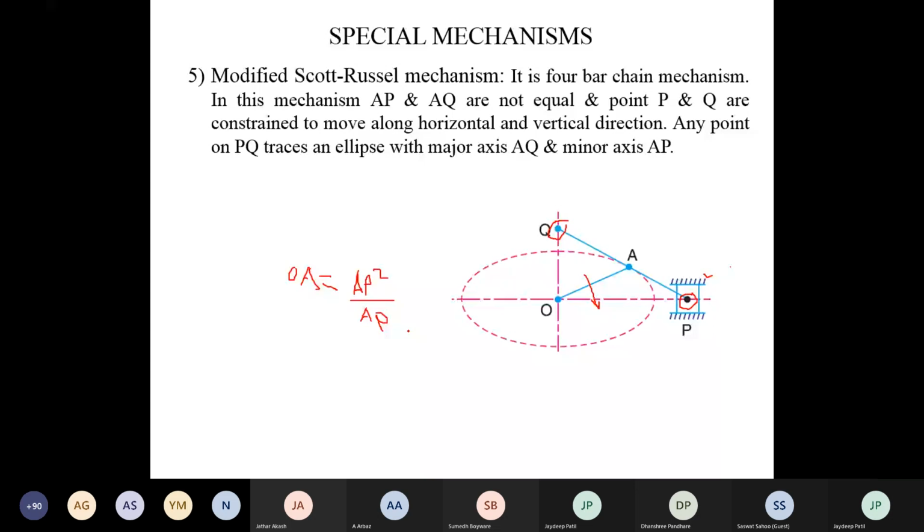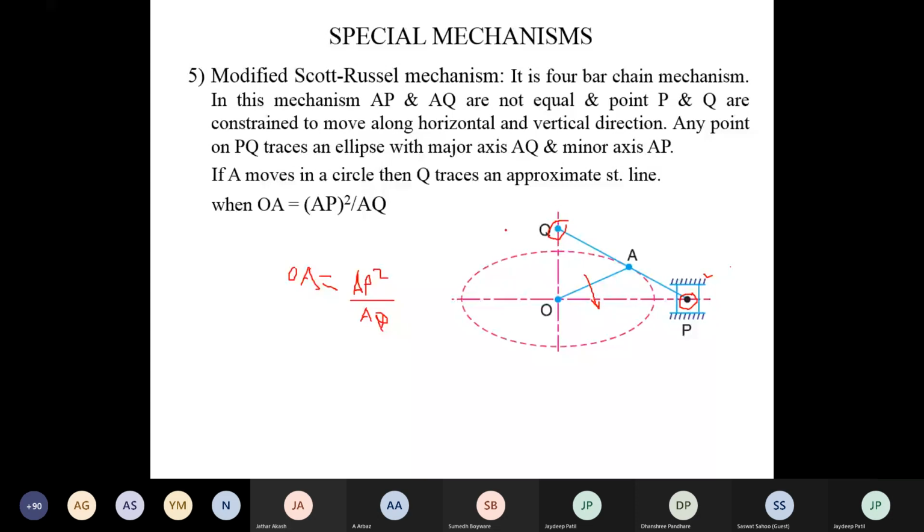Okay, now see here Q is an extension point on link AP. Now this is the ratio: OA is equal to AP square upon AQ. Now this is the Scott-Russell mechanism. Don't draw this mechanism.